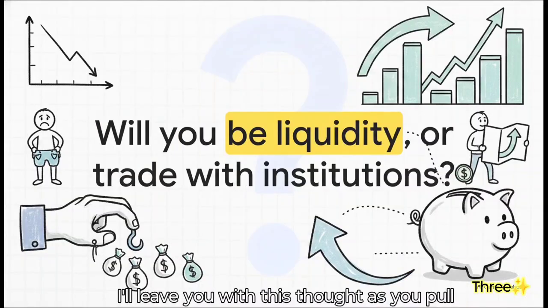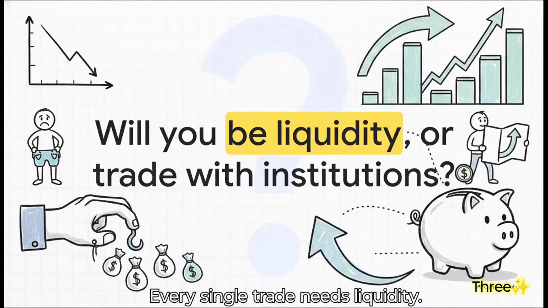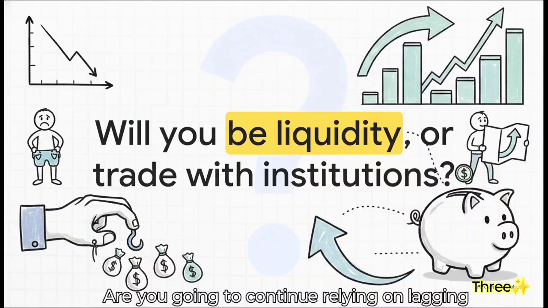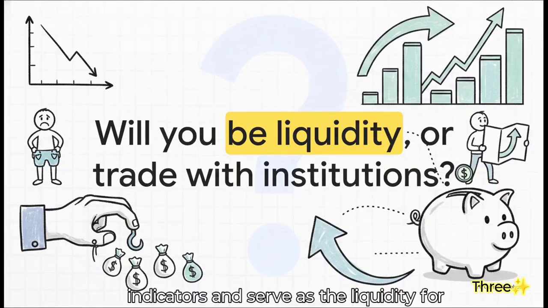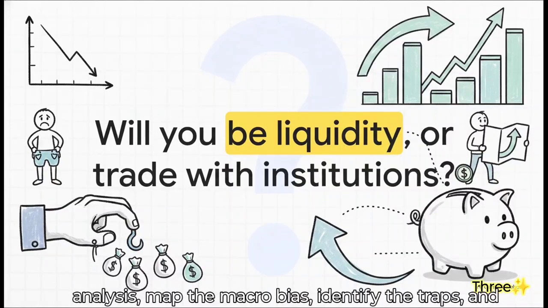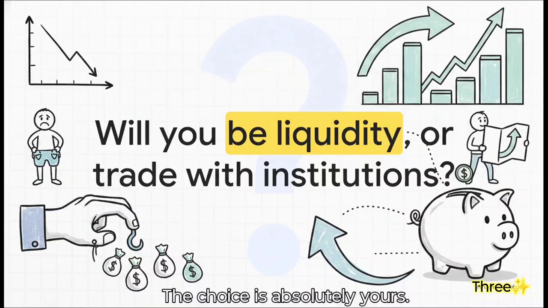I'll leave you with this thought as you pull up your charts today. Every single trade needs liquidity. Someone has to lose for someone else to win. Are you going to continue relying on lagging indicators and serve as the liquidity for the big players? Or are you ready to use this structured analysis, map the macro bias, identify the traps, and finally trade alongside the institutions? The choice is absolutely yours.